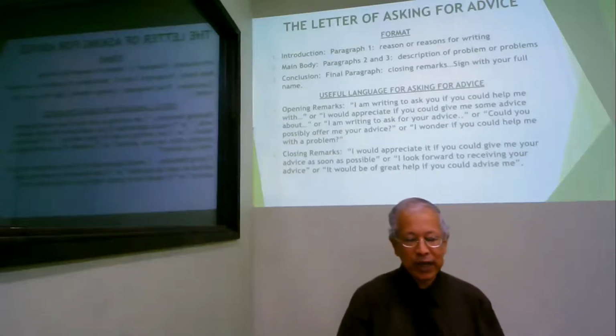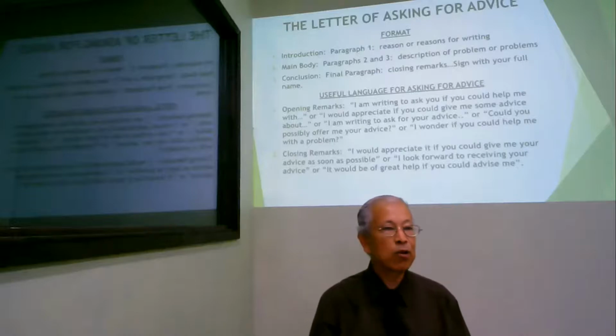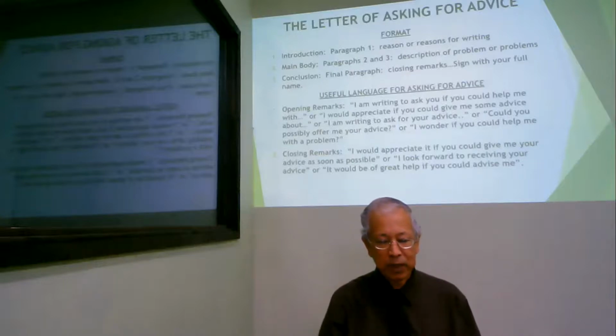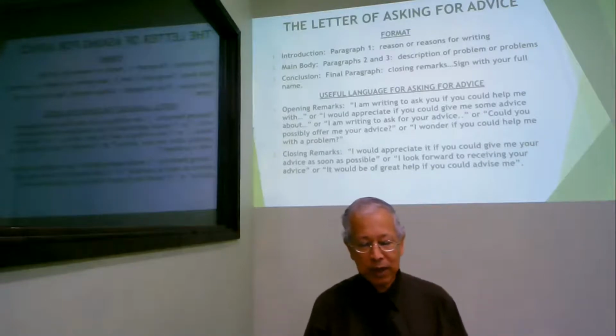Now let us look at the letter asking for advice. Here is the format of that kind of letter. You have the introduction. So in paragraph 1, you state the reason or reasons for writing. The main body, paragraphs 2 and 3, is a description of problem or problems.